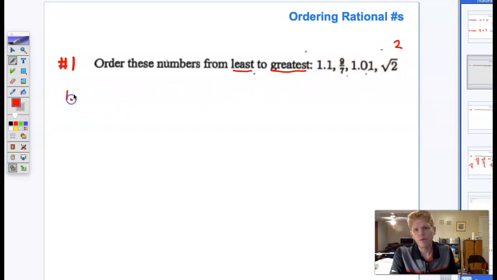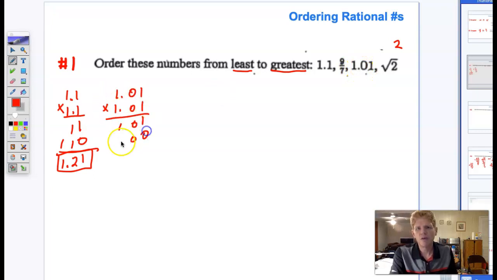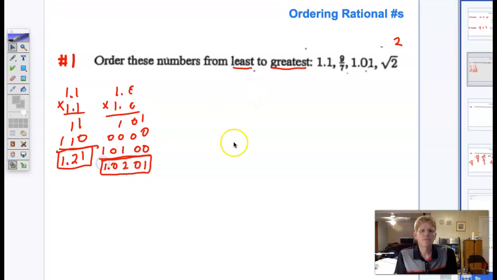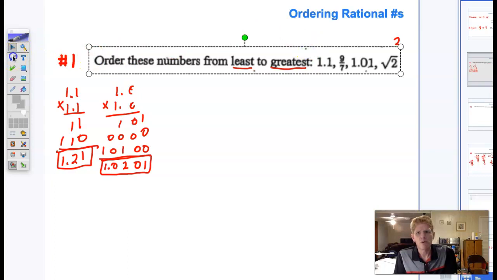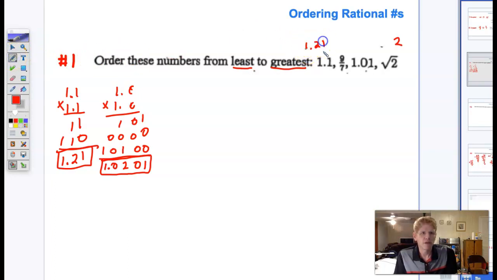So let's square 1.1. 1.21. Then we'll go ahead and square that one, 1.01 times 1.01. So we get roughly 1.02. 1.0201. So we've squared the 1.1 and we got 1.21. And we squared the 1.01 and we got 1.02. So that leaves us left to square the 9/7.